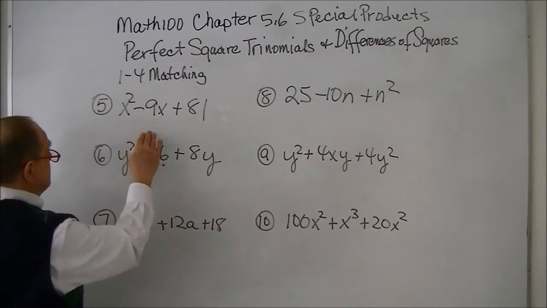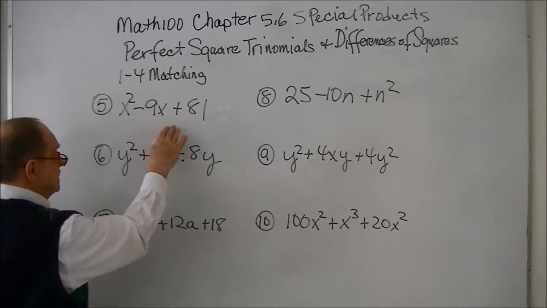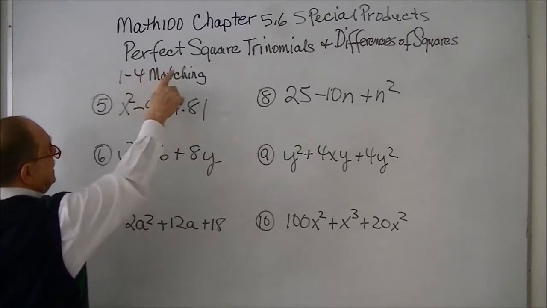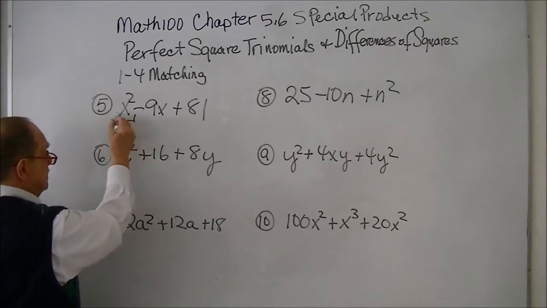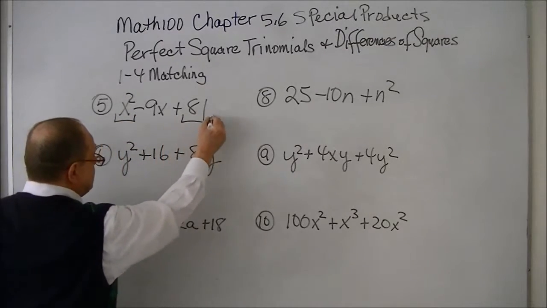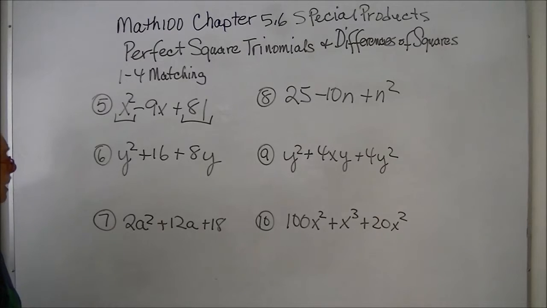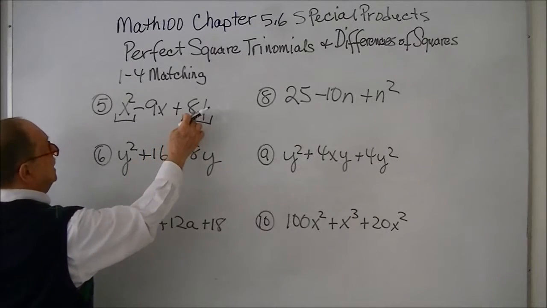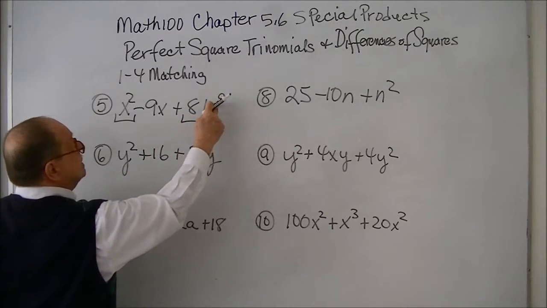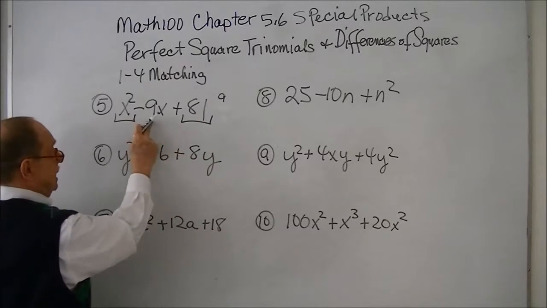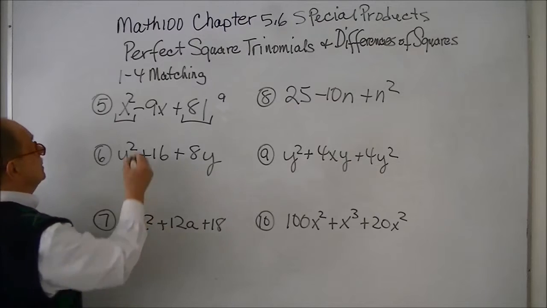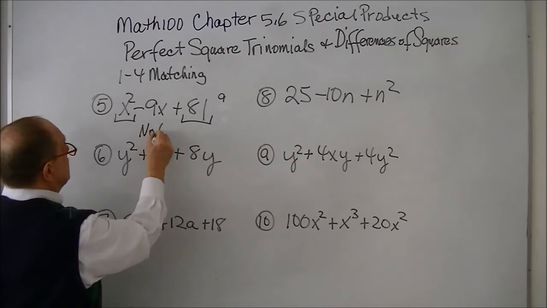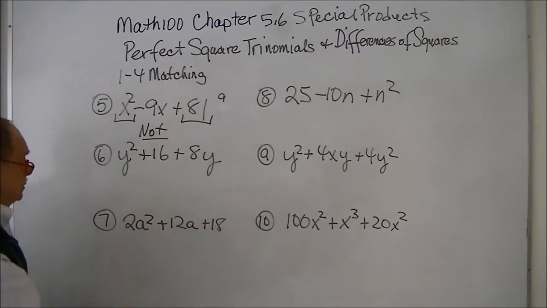And what they ask us for number 5, is this a perfect square trinomial? Now notice, the first term is a perfect square, the last term is a perfect square. But when you take the square root of 81 and you get 9, and double it, you get 18 in the middle. And the answer is no. So this is not a perfect square trinomial.